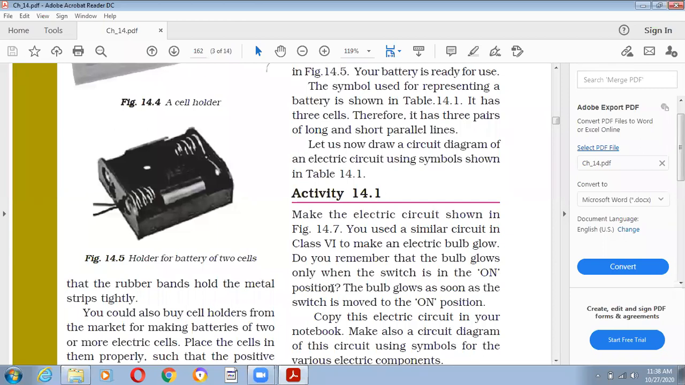In many devices, the cells are not placed one after the other. For example, in TV remote control, the cells are placed side by side. But in that case, you might have seen the metal spring is used, keeping the positive and negative terminals together, right? That means one cell's negative terminal and another cell's positive terminal will be placed like this. So that is a series combination.